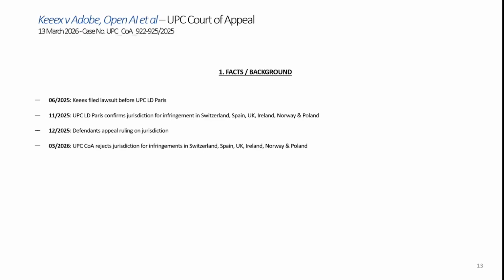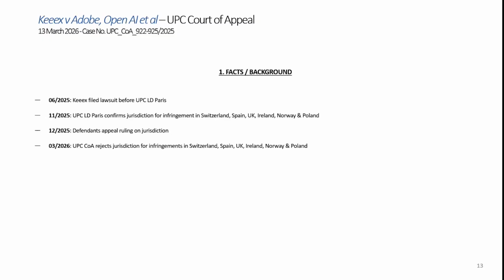So the lawsuit was filed by Keeex before the local division of Paris of the UPC. And it was primarily around damages. So Keeex wanted to have damages for the infringement of its patents within the UPC territory. And this is the interesting additional element here, for the infringement of its European patent, in Switzerland, Spain, UK, Ireland, Norway, and Poland. All of them non-UPC countries. So the proceedings were directed to damages within UPC territory and also outside UPC territory.